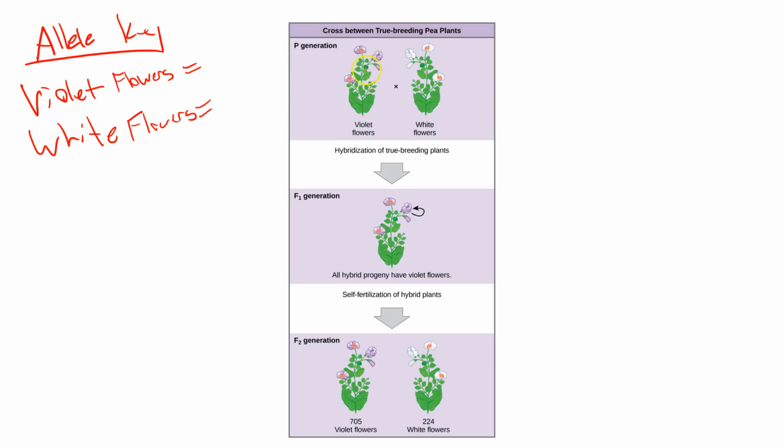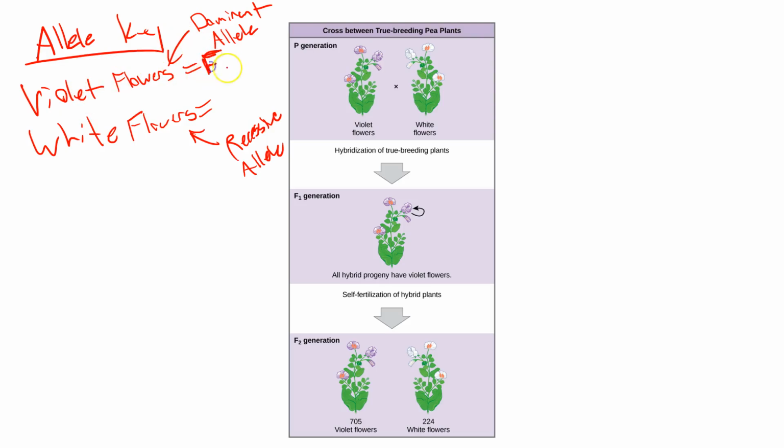Well, I'll tell you that the violet flower is the dominant one. The way that I know that is because the dominant one would be the one that's present in the F1 generation. And then the white flowers, this is the recessive allele. So our allele key will say that violet flowers will denote an F here for flower.